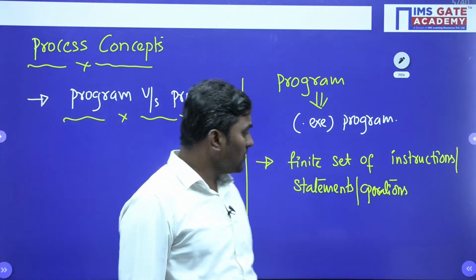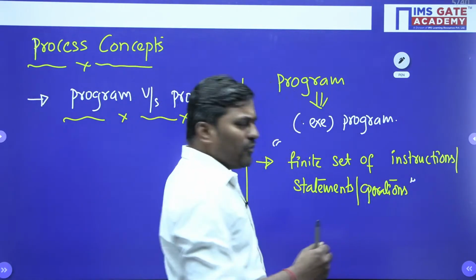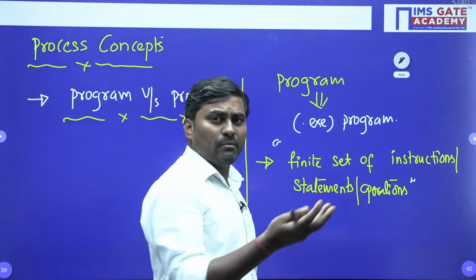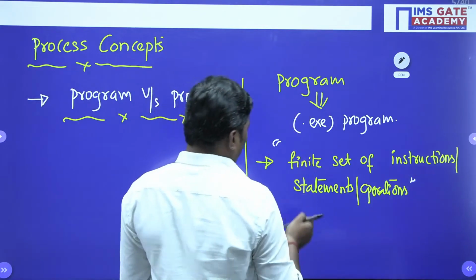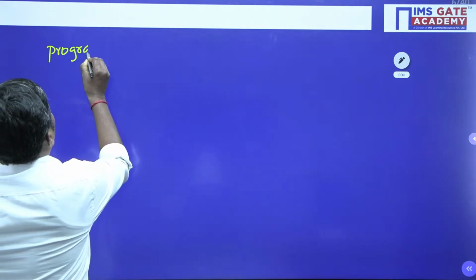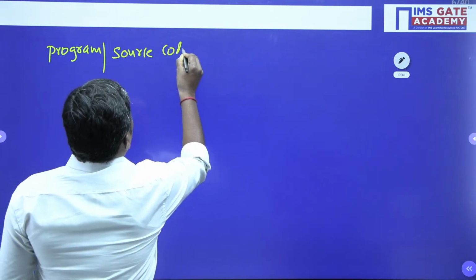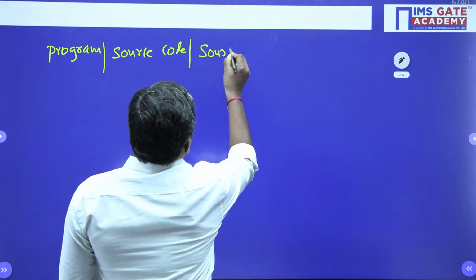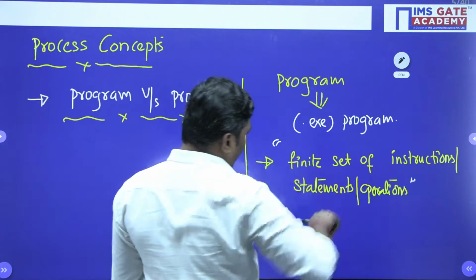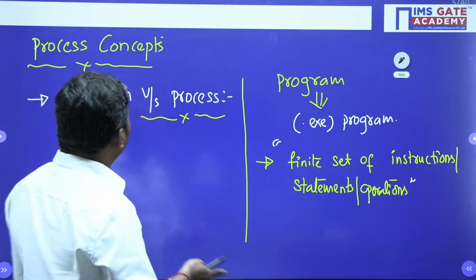Now, a little more detail on this. Can you tell me what the names for a program are? Suppose we say program. Another name is source code. Simply source program also we can say. What I told you: the program is a finite set of instructions, or set of operations, or set of statements.